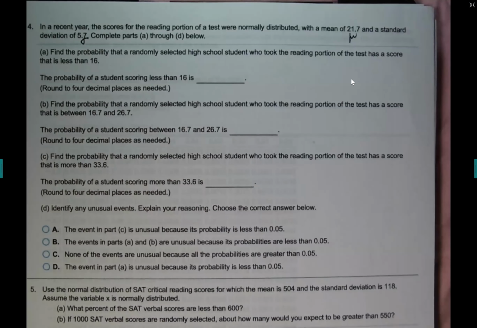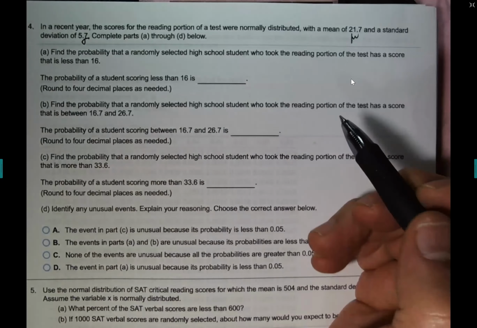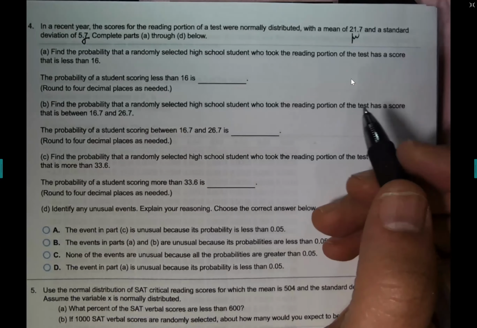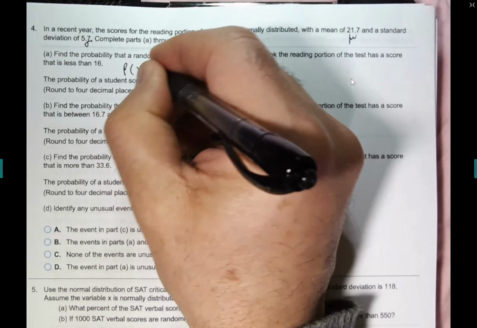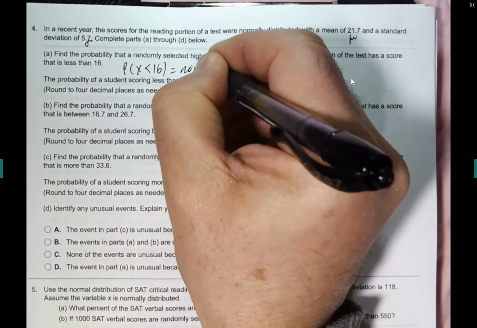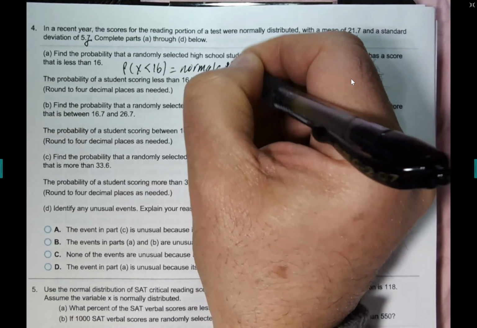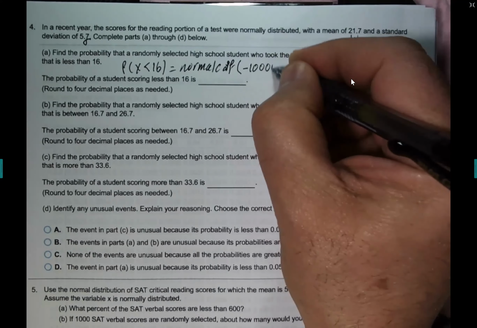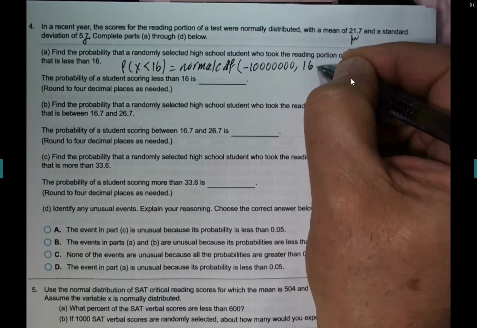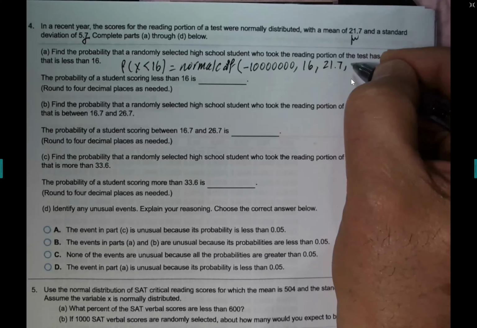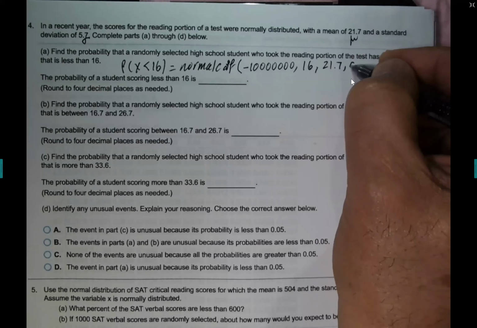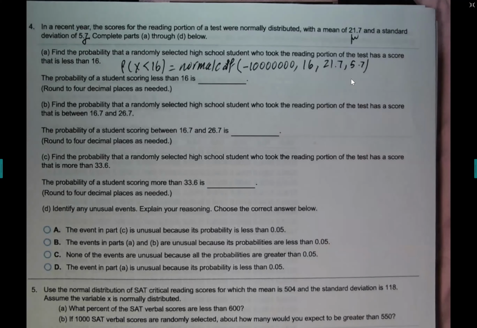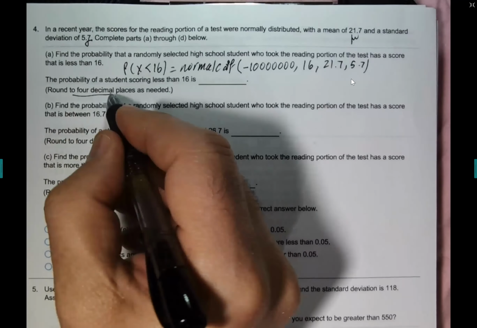He's going to ask you x, find a probability of x being bigger than a number, less than a number, in between. You will see. Find the probability the randomly selected high school student who took the reading portion of the test has a score less than 16. I'm just going to put what to do, but you guys can do the answer. Normal CDF less than 16. When it is less than, guys, you start with negative a million, then 16, then 21.7, and then 5.7. And then you can find the answer. And it says round to 4 decimal places here.